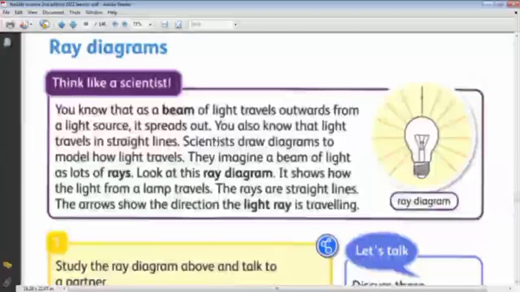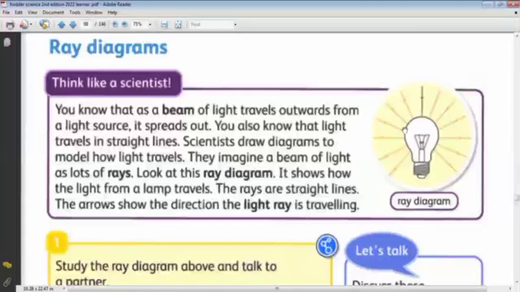Okay. So, the scientists draw diagrams to model how light travels. Now, if we want to model how the light travels from the light source, we have a lamp, we have a flashlight, we have anything that emits light. The scientists want to study how the light travels from this diagram. So the scientists draw diagrams to model how light travels.